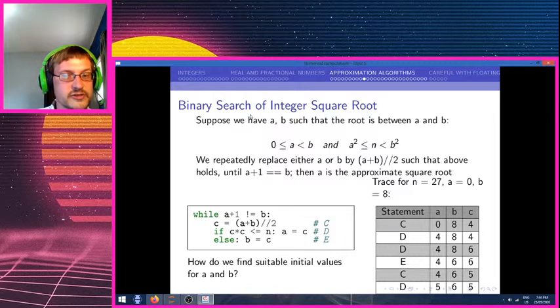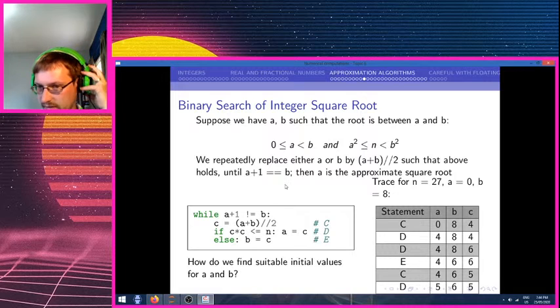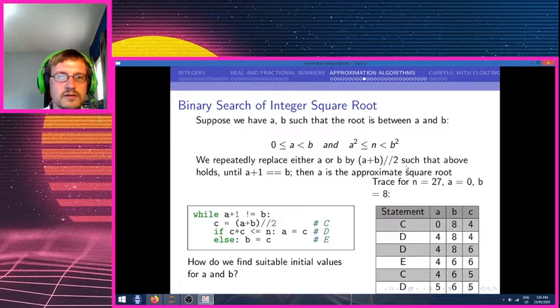So how about binary search? Remember our binary search algorithm from earlier on, from, I think, the last slide set? What we want to do is think about where the square root is as a search space, right? So we want to subdivide that search space accordingly in order to zero in closer and closer on what the actual value will be. So if we repeatedly replace either a or b by (a plus b) integer divided by 2 such that the above holds, that is, a is less than b and greater than 0, and a squared is less than n is less than b squared, then a is the approximate square root.